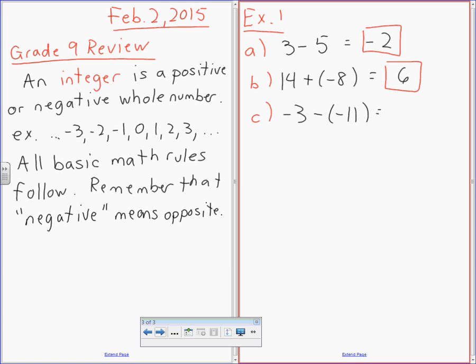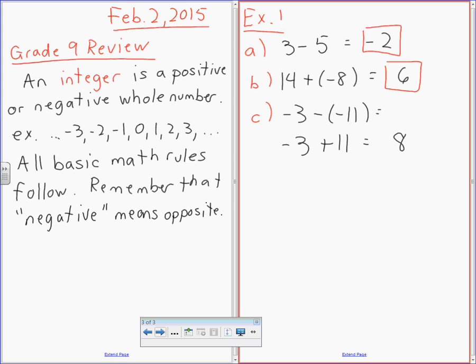So this is the same as just -3 plus 11, right? And you can do that in your head. You don't have to show your work. If you can do that in your head, then do it in your head. So what's -3 plus 11, Spencer? No? Okay.